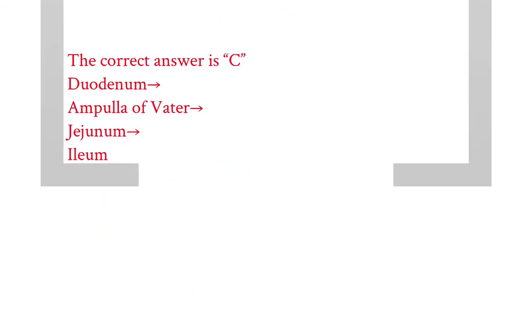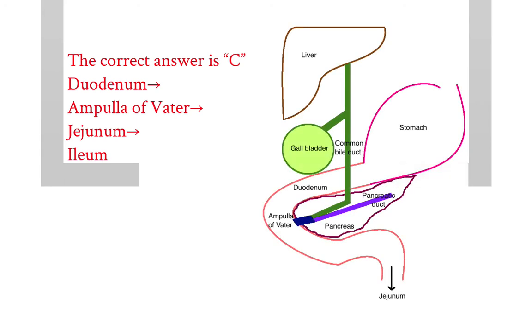The correct answer is C, duodenum, ampulla of Vater, jejunum, ileum. The small intestine has three segments, in the following order: duodenum, jejunum, and ileum. The ampulla of Vater is the junction of the common bile and pancreatic ducts. These ducts empty into the duodenum.